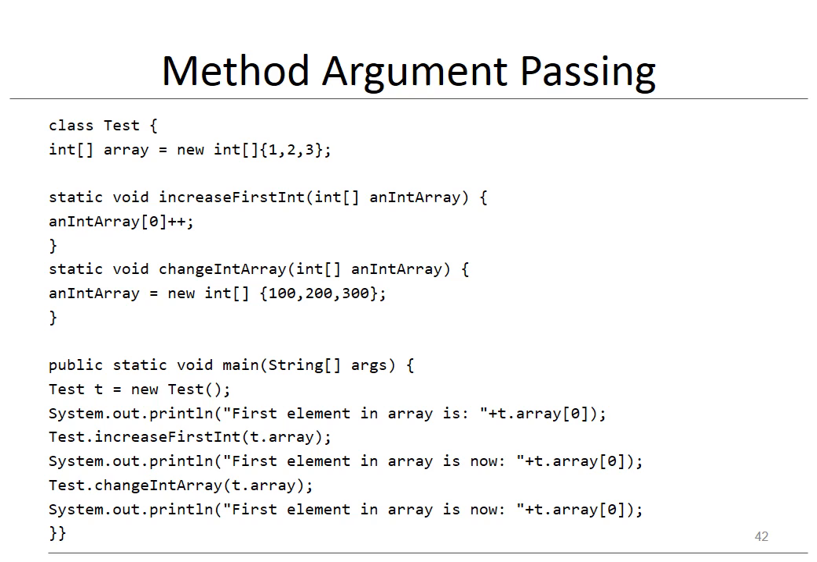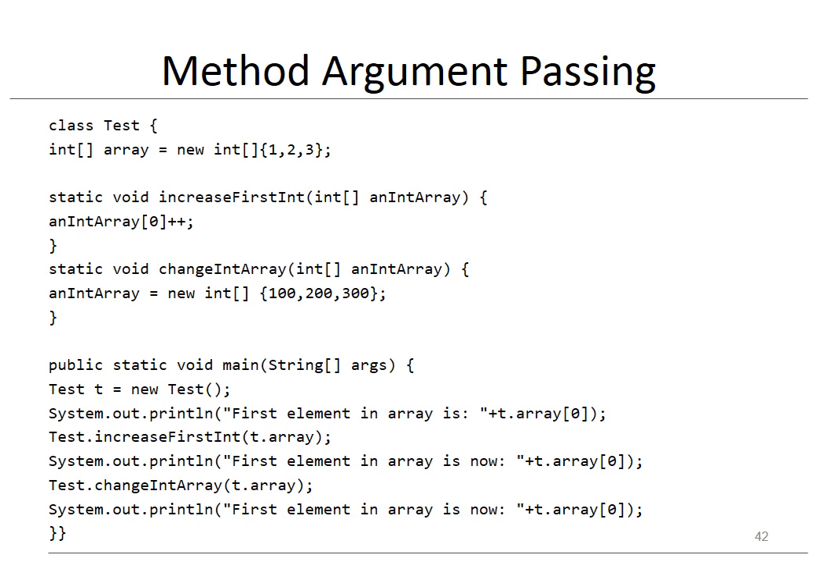The method increaseFirstInt takes an array of integers as its input argument and increases the value of the first element with 1 unit. The method changeInt also takes an array of integers as its input argument and then assigns a newly created array to it with the integers 100, 200, and 300.